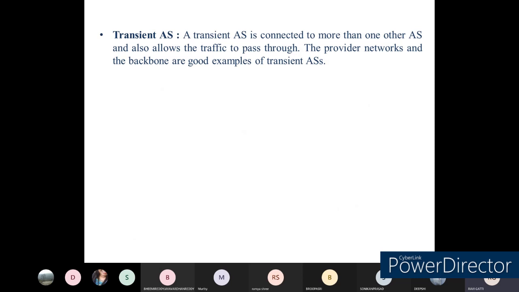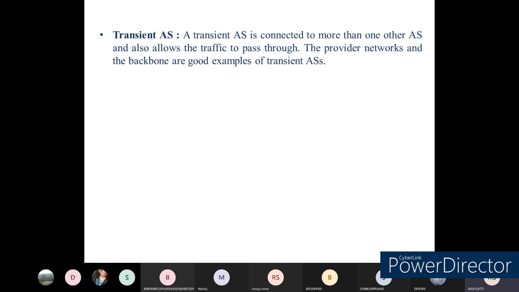And one more we call a transient AES. A transient AES is a connection from one AES to one or more other AES, and it allows the traffic to pass through it. As the name indicates, if you want data transmission from one AES to another AES, then instead of a stub AES, we can go for this transient AES system. With the use of this transient AES system, the network providers can be connected to the backbone network.